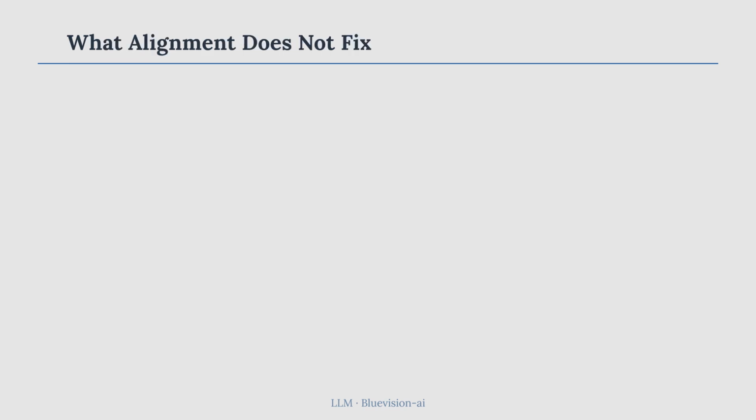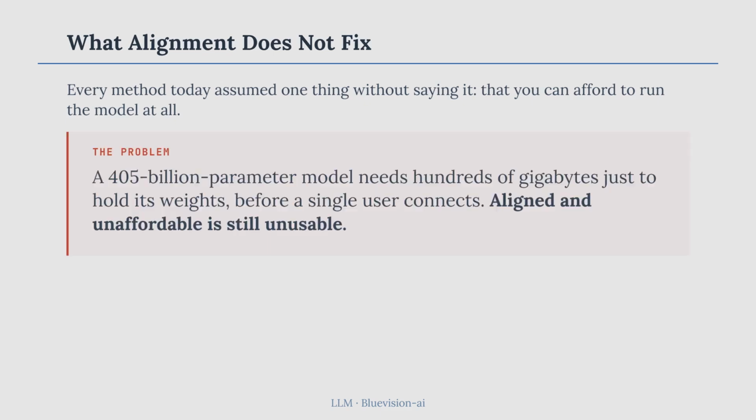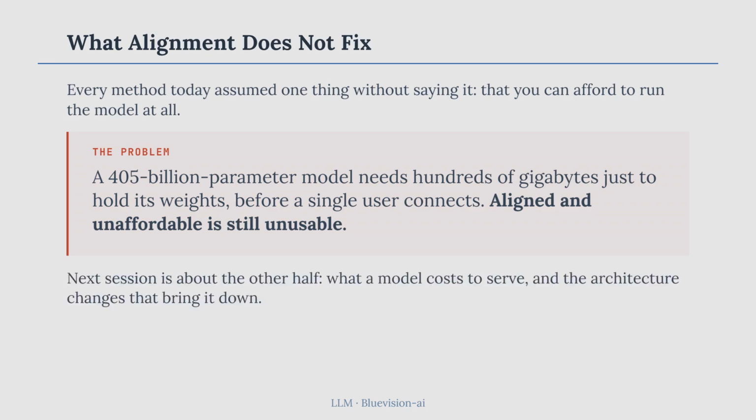Before we finish, here's what we quietly assumed all the way through. Every single method today assumed you could afford to run the model at all. Nobody mentioned it. A 400 billion parameter model needs hundreds of gigabytes just to hold its weights before one user connects. And aligned and unaffordable is still unusable. So next session, we take the other half of the deployment story, what a model costs to serve, and the architecture changes that bring it down.